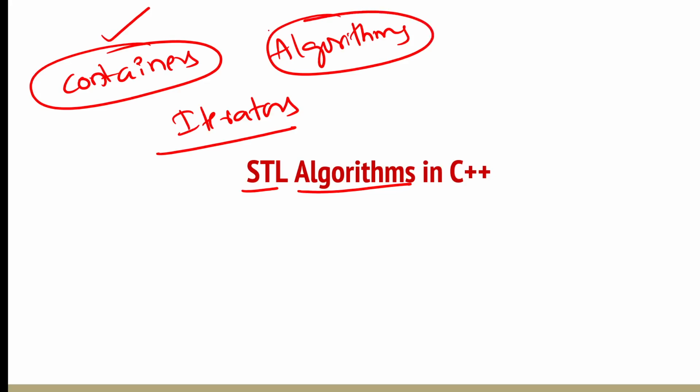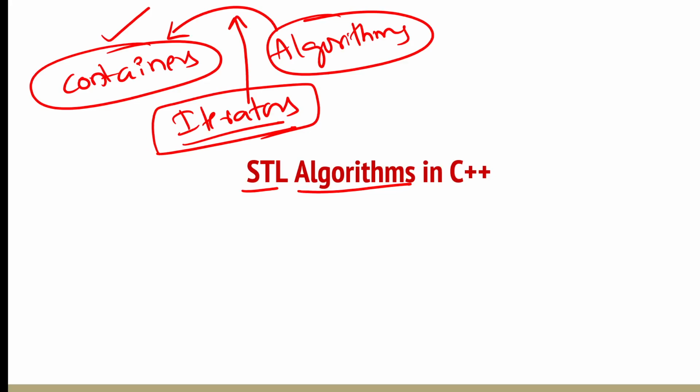Algorithms are the functions which we apply on these containers. To apply algorithms, iterators help us. You can say it's a mediator between containers and algorithms. Iterators help us to talk between these two, containers and algorithms. So, algorithms are the functions which we can apply on the containers with the support of iterators.